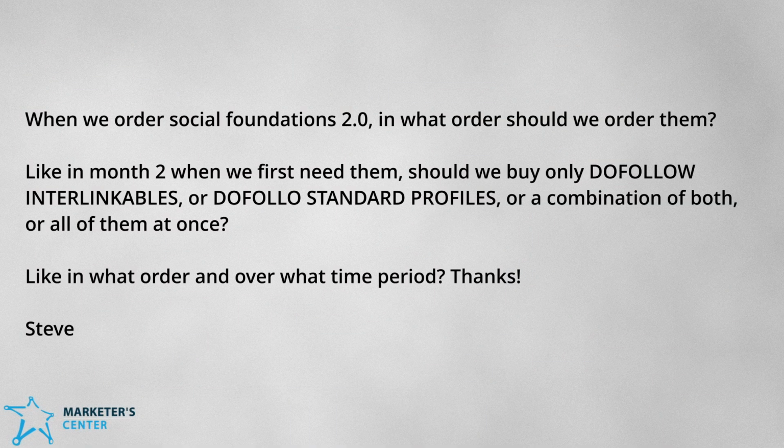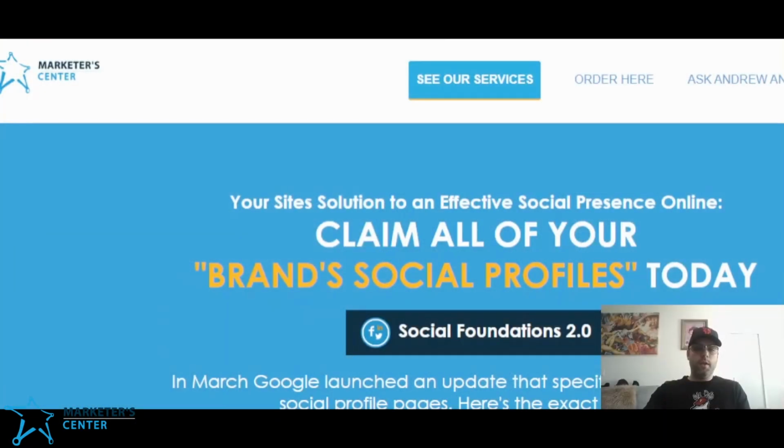Steve asked, when we order social foundations 2.0, in what order should we order them? Like in month two, when we first need them, should we buy do follow interlinkables or do follow standard profiles, or a combination of both, or all of them all at once? Like in what order and over what time period? Thanks, Steve.